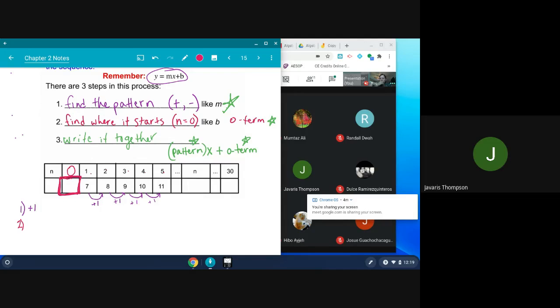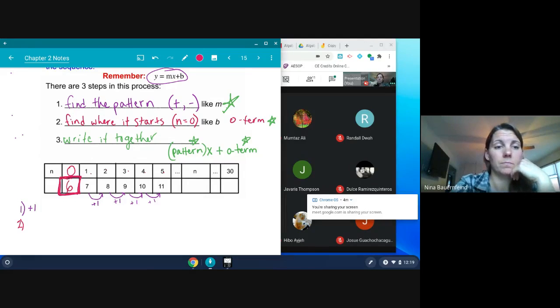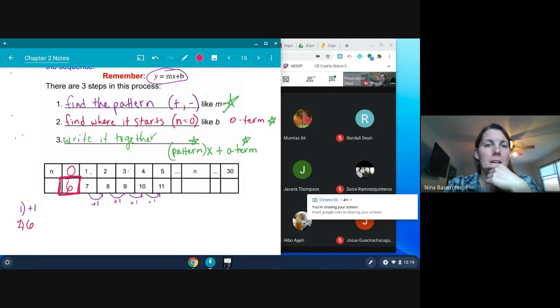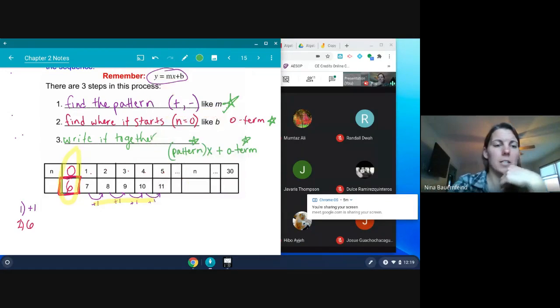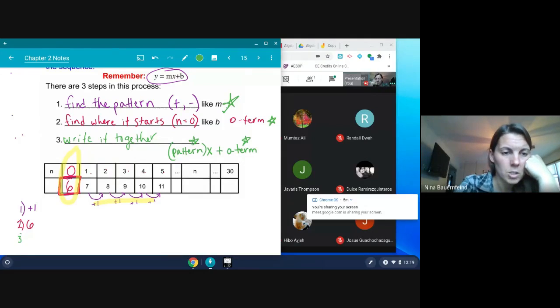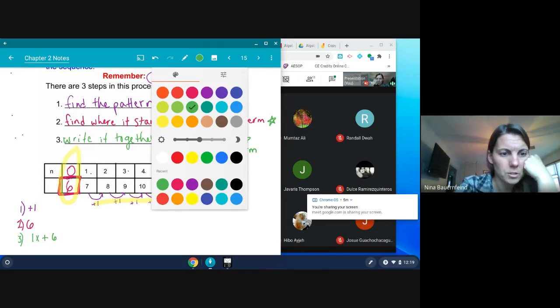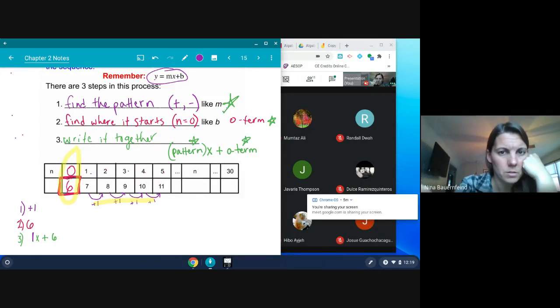6. So we have 6 there. I'm just going to highlight this because this is our 0 term and then this is our pattern. And then our last step is to write it together as an equation. So we're going to go pattern times x plus the 0 term. I'll change the colors just so you can follow, just to be sure.